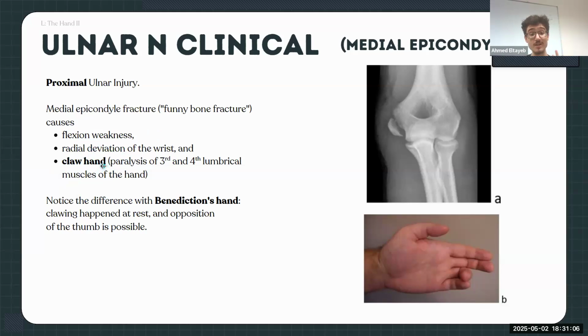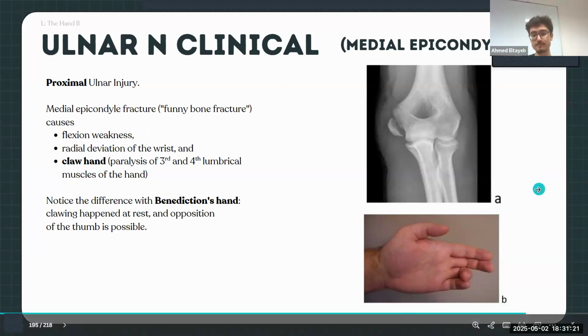Claw hand at rest due to the paralysis of the lumbricals and also the interossei right here. The lumbricals are responsible for extension. So when you lose that, you're not going to have this extension anymore. You got me? This is what claw hand looks like.